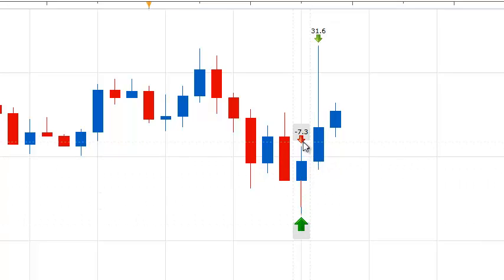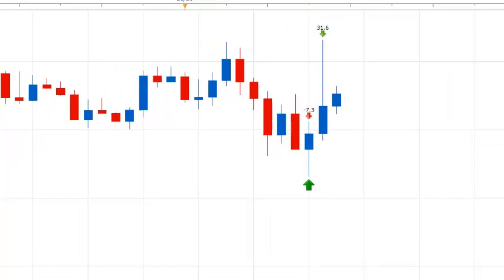Now, one thing you'll notice, we were stopped out on this trade initially with a negative 7.3 pip loss. However, we did re-enter for the longer term and had a gain of 31.6 pips. Now we'll go ahead and look at why we entered this trade, why we placed it, and what signals we were looking at.